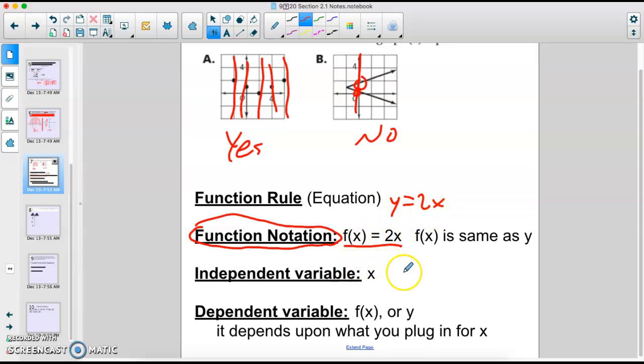Our independent variable. There's another thing that students get confused on. Your independent variable is the thing that you can just pick. It doesn't matter what you pick. So in this case, we pick our x. You could throw in 75 if you wanted to. You could do negative 24, whatever. That's independent. It doesn't matter what it is. The dependent variable though, that's your y or your f of x, and it depends on what you plug in for x. I can't just pick the answer, right? I can pick the thing to plug into the equation, but then the answer depends on that.